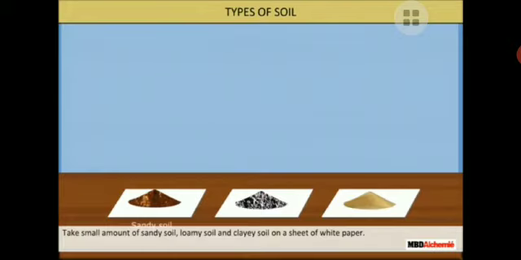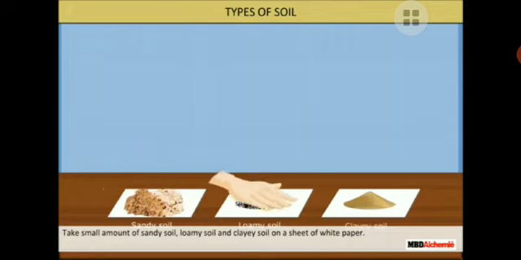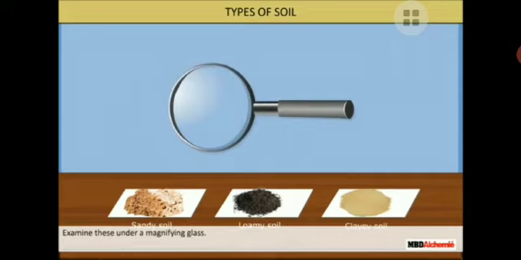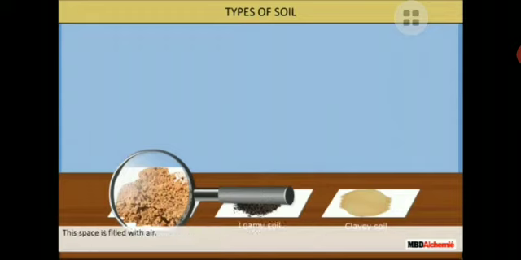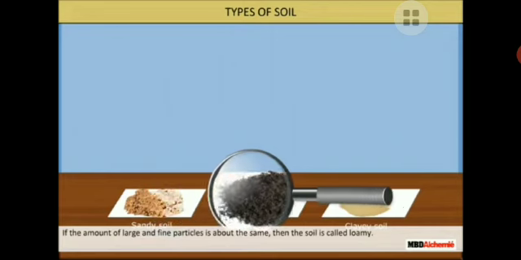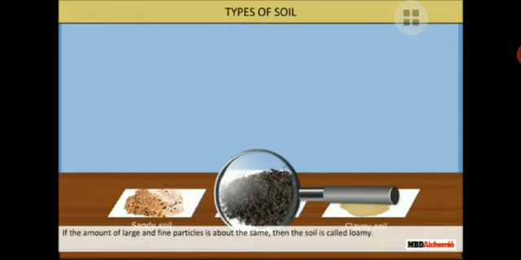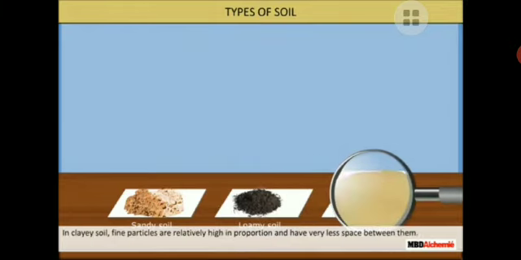Take a small amount of sandy soil, loamy soil and clayey soil on a sheet of white paper. Examine these under a magnifying glass. You will observe that sandy soil is made of sand particles which are relatively large in size. They cannot fit closely together and there is large space between them. This space is filled with air. If the amount of large and fine particles is about the same, then the soil is called loamy. In clayey soil, fine particles are relatively high in proportion and have very little space between them.